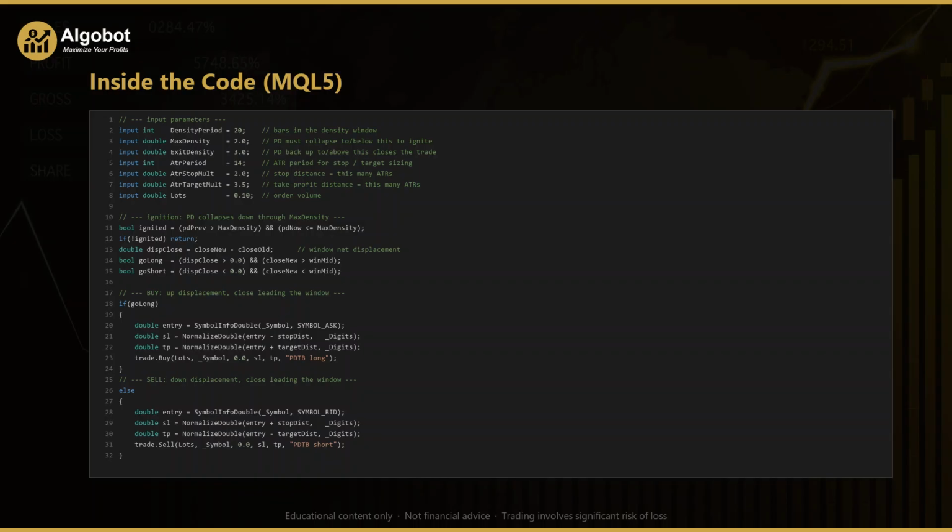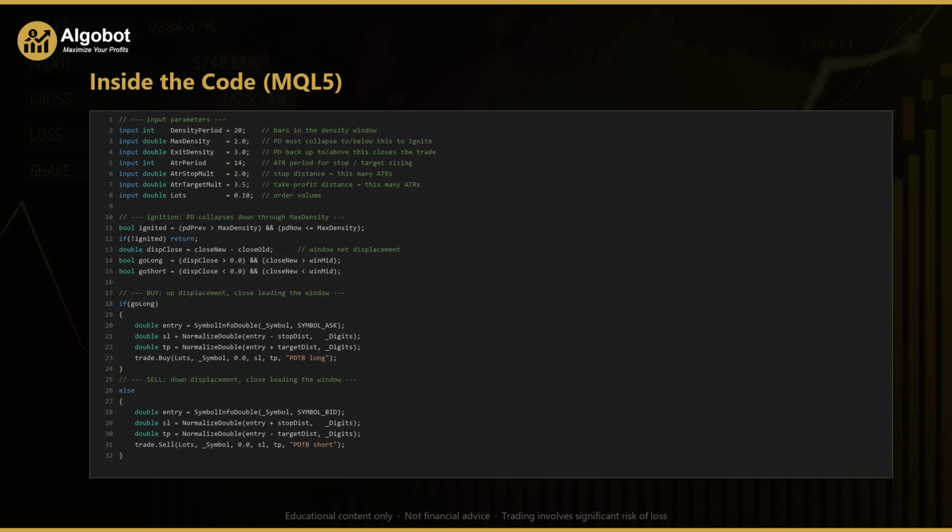Let's look at the actual MetaTrader code that makes this happen, the same MQL5 you'd see if you open the Expert Advisor in MetaEditor. At the top are the input parameters you can adjust in the strategy tester. DensityPeriod sets how many bars go into the density window, defaulting to 20. MaxDensity, at 2.0, is the level the density must collapse through to signal a trending condition. Exit density, at 3.0, is where the trade closes if chop returns. Then ATR-period, AtrStopMult, and AtrTargetMult control the risk sizing, and lots sets the order volume. Now the signal logic.